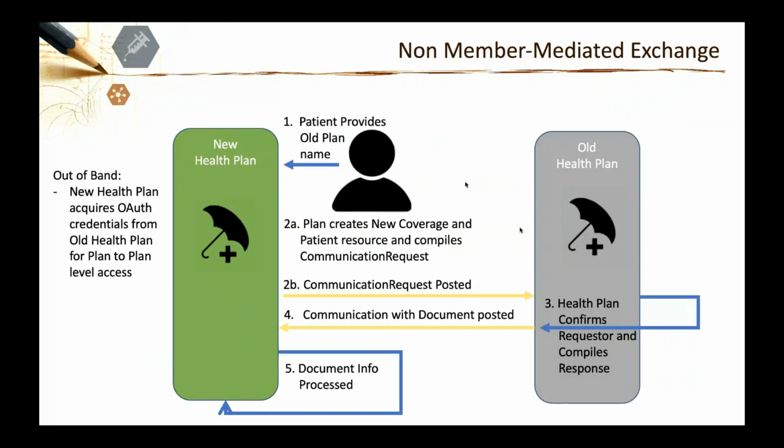And then another scenario is a non-member-mediated exchange. So the patient would just provide the old health plan name, and then the new health plan would compile that information and send it to the old health plan, and the process after that is pretty similar. And then another alternative is that instead of providing the actual identifiers, they have just more member details. So this is a very similar slide.